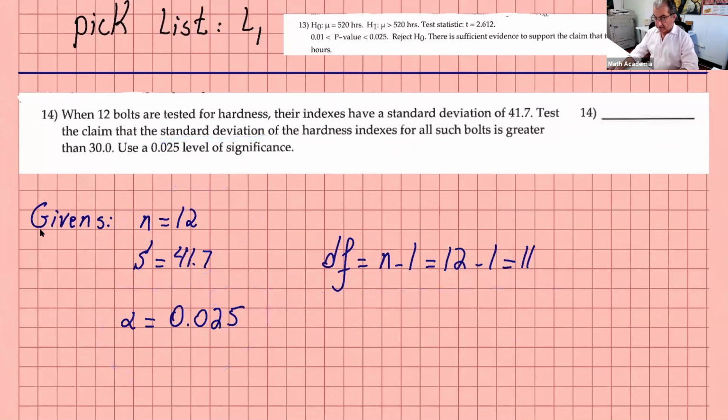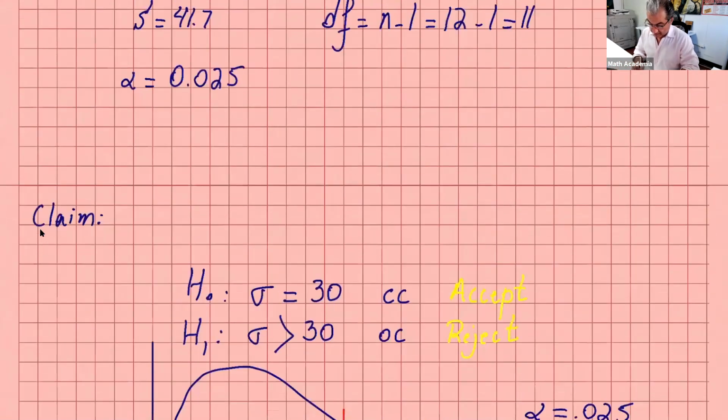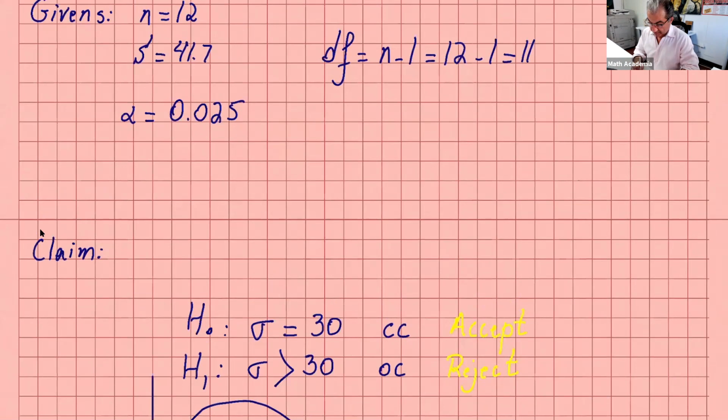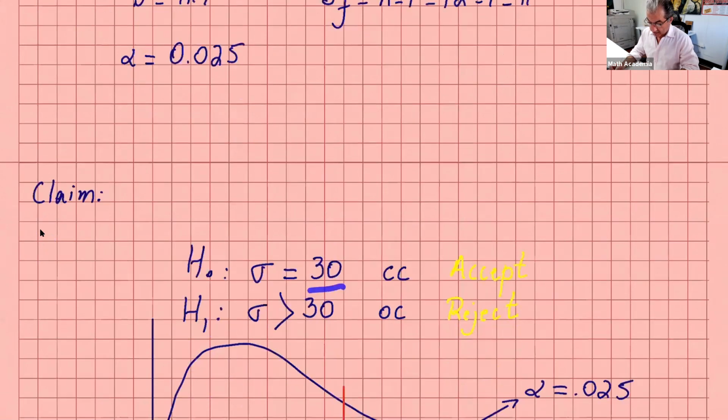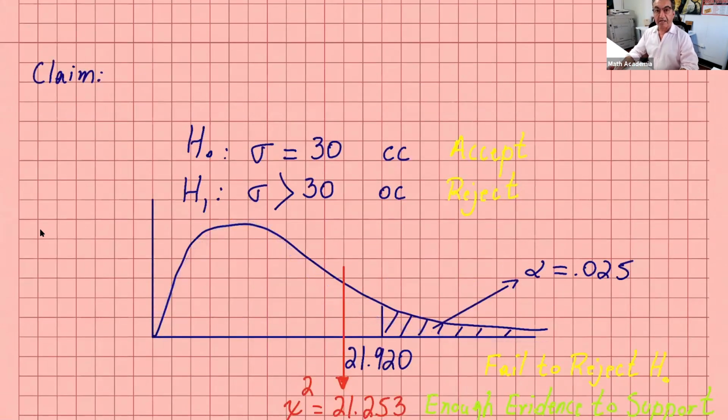Of course, we need the degrees of freedom. Write the claim. The claim says sigma, be careful, is greater than 30. Greater than, no equal sign, so that's H1. H0, you write sigma equals 30. We wrote that first and it's in the problem, so that's the original claim. So the other one is the counterclaim. This is a right-tail test. However, it's not symmetric because it's a chi-square test.